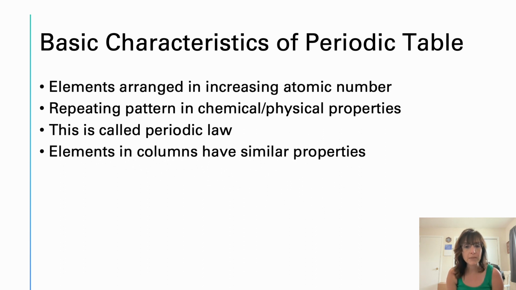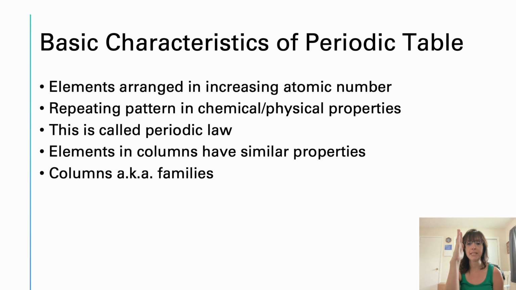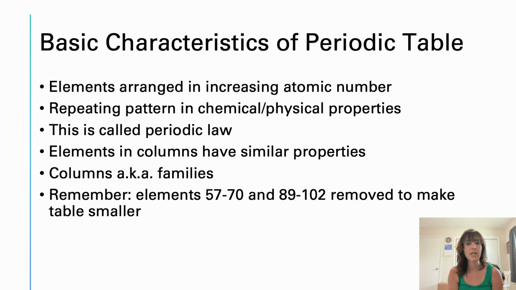Elements in columns have similar properties, and we also call columns families or groups. Now remember, columns go up and down, they hold up porches. Rows go sideways. We sit in the movie theater in rows, not columns. And lastly, recall that we do remove elements 57 through 70 and 89 through 102 and put them at the bottom of the periodic table, truly to make the periodic table smaller to fit on a page.